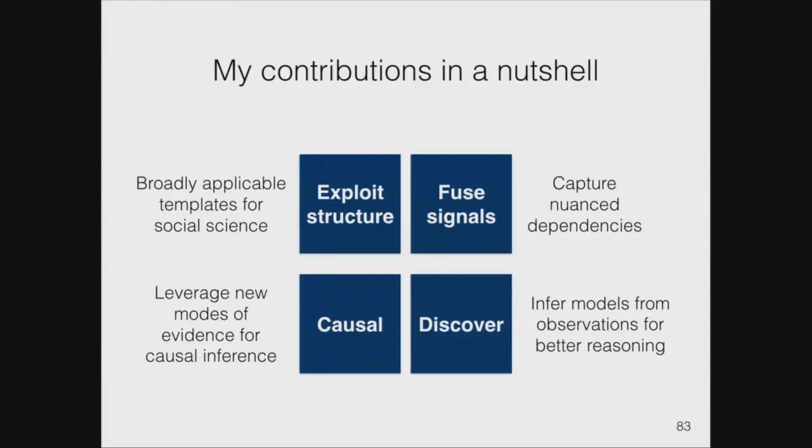So in a nutshell, we saw that these methods that can exploit structure are more broadly applicable templates in many different social science problems, and that methods that can fuse different signals can help us capture more nuanced dependencies. And it was important to leverage new modes of evidence to support causal inference from observational data. And also, by discovering models from data directly, we can help support better causal reasoning and better reasoning in general.